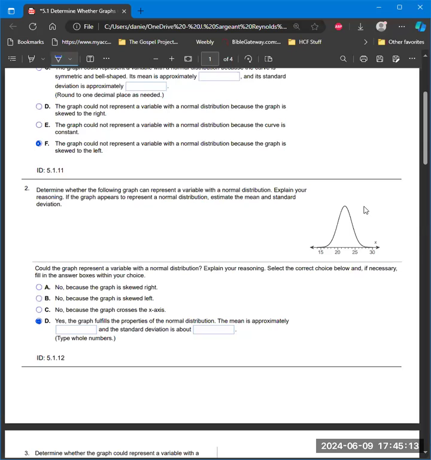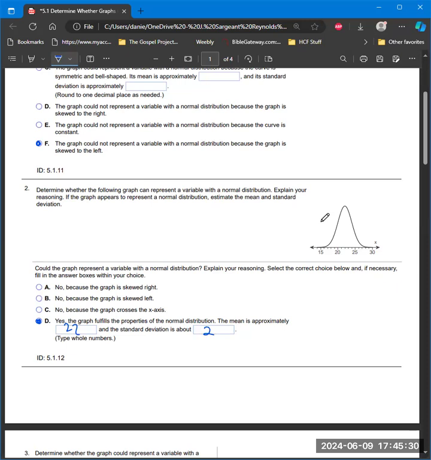Its mean is going to be about 22, and its standard deviation, to its point of inflection right here, is going to be, so that's at about 24, so that's going to be 2.